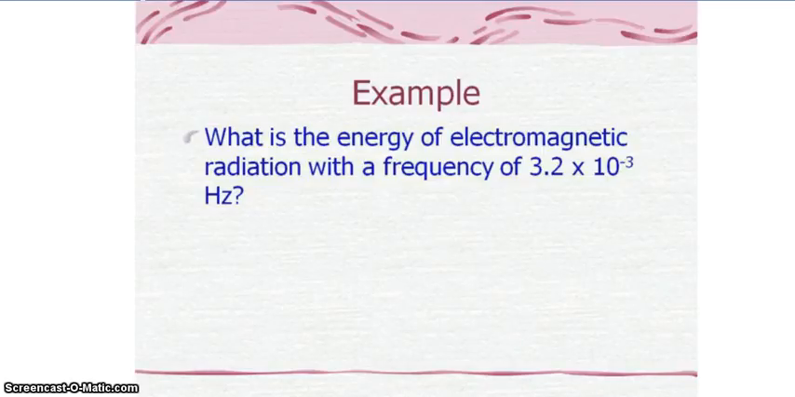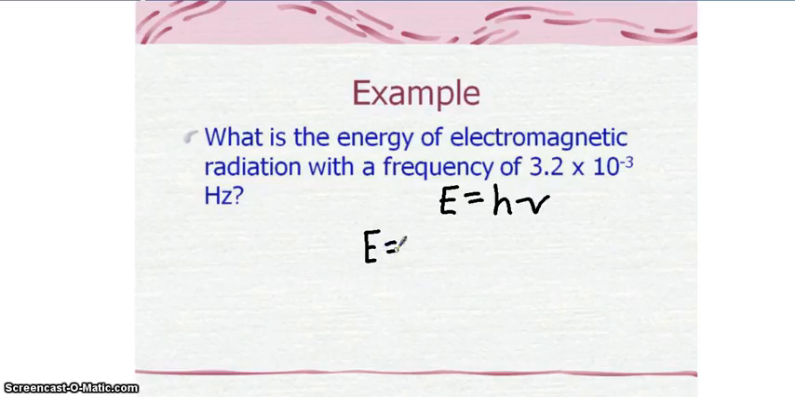Now we have our example that we're going to use our new equation for. The question is, what is the energy of electromagnetic radiation with the frequency of 3.2 times 10 to the negative third hertz? So we have our new equation. The question we're asked is, what is the energy? So we'll be solving for E.